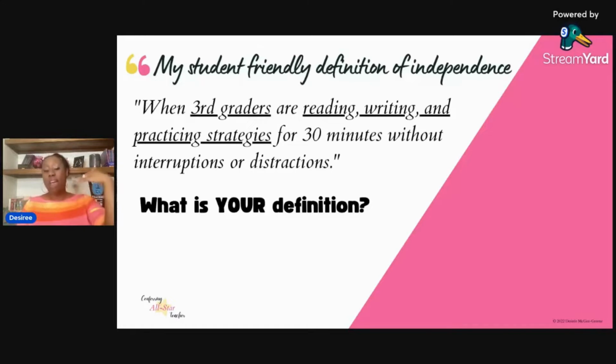So I understand that when we first start off, especially at the beginning of the year, it might be 5 minutes that they can work independently. Okay. But the end goal is that eventually we want them to get to that 30 minutes, or whatever it is for your grade level, okay? So now in the comments, go ahead and share what your definition of independence is, or how you would teach your students what an independent learner is. I would love to hear it, okay?